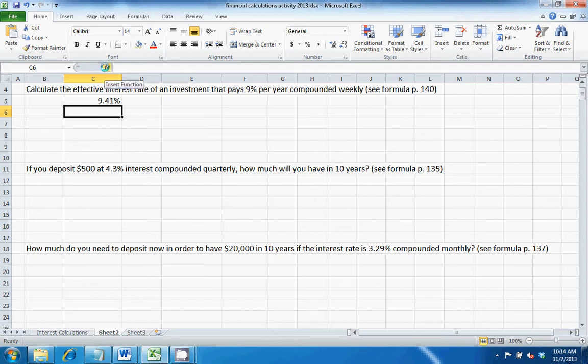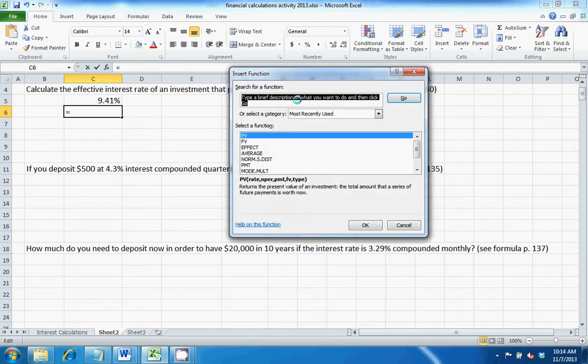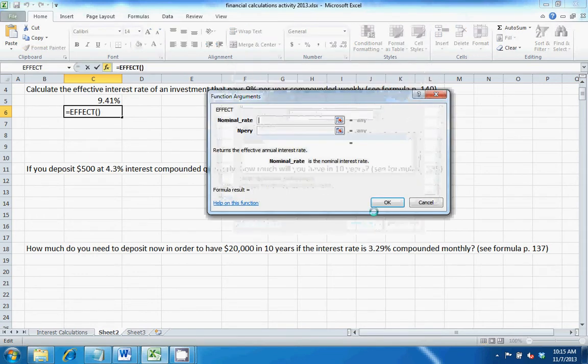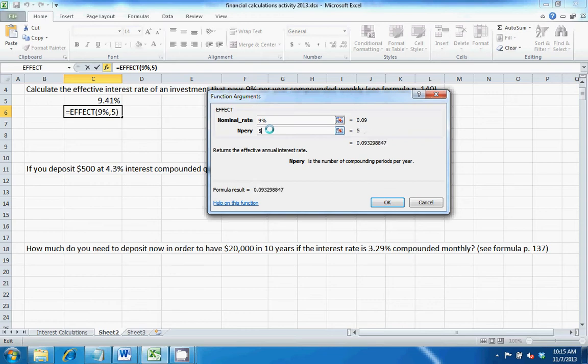Now we're going to use the Excel function, and it's called EFFECT. So for this one, we're going to type the nominal rate is 9%, or you can type in 0.09, and then the number of periods per year, and if it's weekly, we've got 52, so we say OK, and then you can change the formatting.